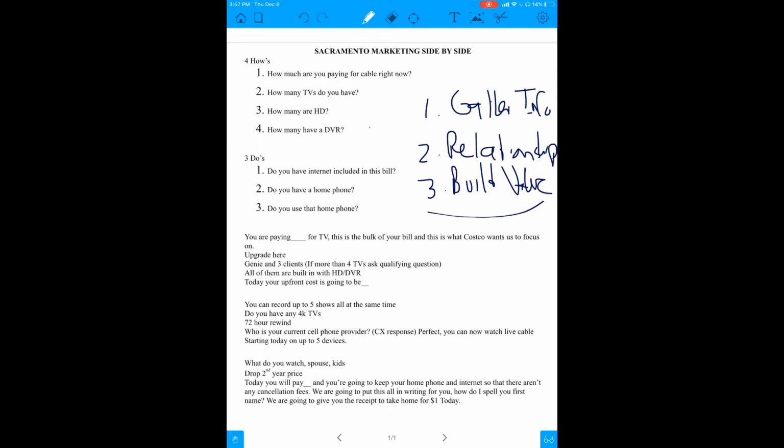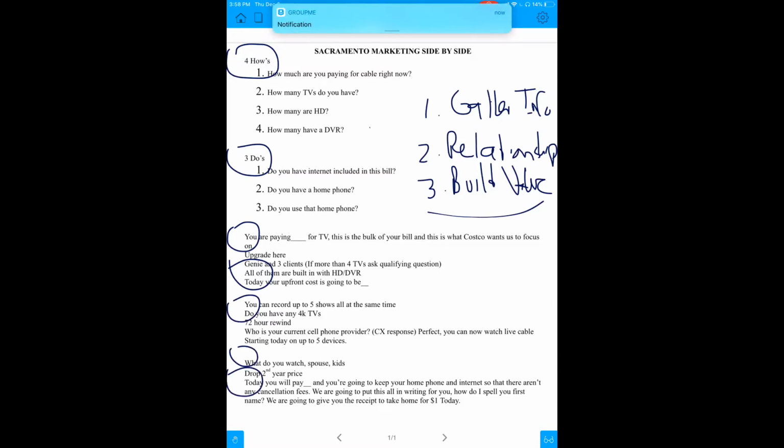So we're going to be using this format of the four how manys, the three do's, and then really breaking down what they have for their internet provider versus what they are paying for TVs. Show them the DirecTV side, build the value, find out what they're watching, and ask the customer for the business. So these are going to be the steps to the side by side. So let's dive into it.